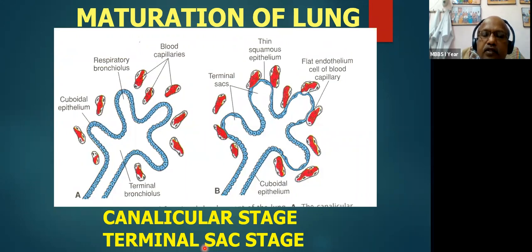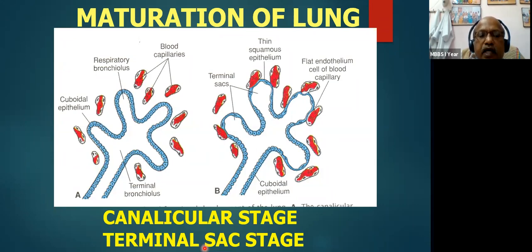Pseudoglandular stage means you will have formation of your tracheobronchial tree up to the terminal bronchiole only. So we have formation of only the conducting part. Next is the canalicular stage. During the canalicular stage, we have formation of respiratory bronchioles. From the terminal bronchiole, 2 to 3 respiratory bronchioles will be formed. By this time, there is no chance for respiration.